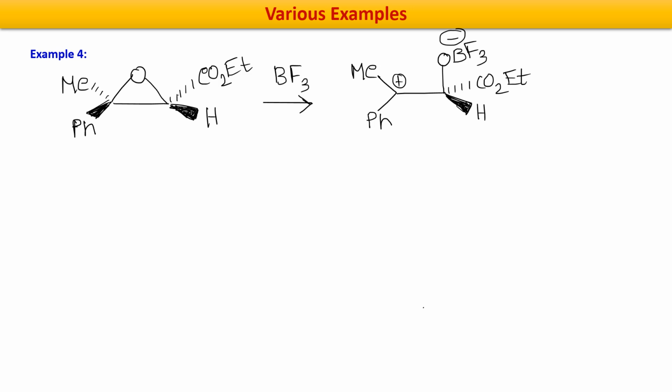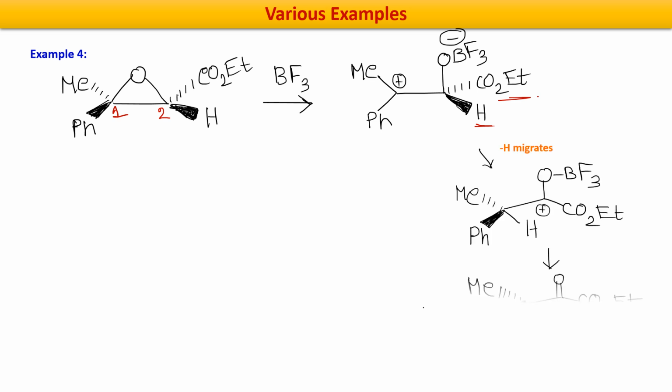Next example: here we have an epoxide, and on the left-hand side we have methyl and Ph, on the right-hand side we have CO2Et and H. In presence of Lewis acid, suppose carbon number 1 and 2. Positive charge at carbon number 1 is more stable. So that is why we have drawn only one carbocation. The other possibility we have not drawn. Now the question arises whether H will migrate or this will migrate.